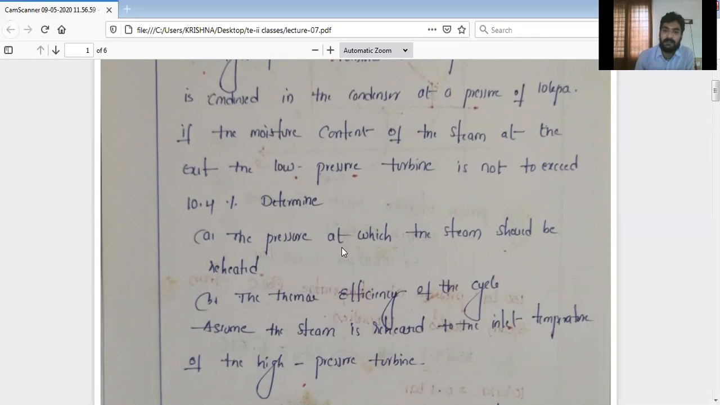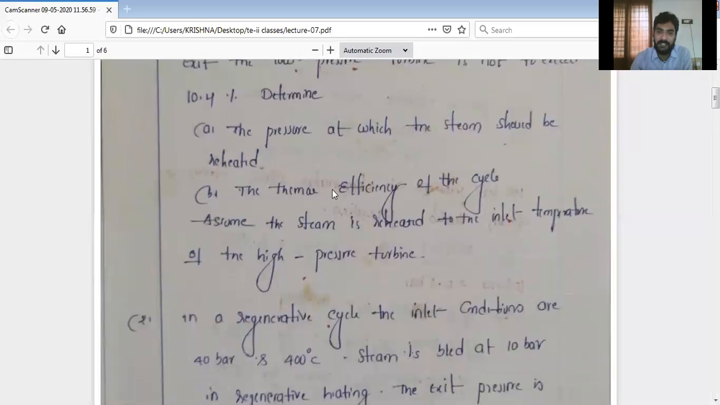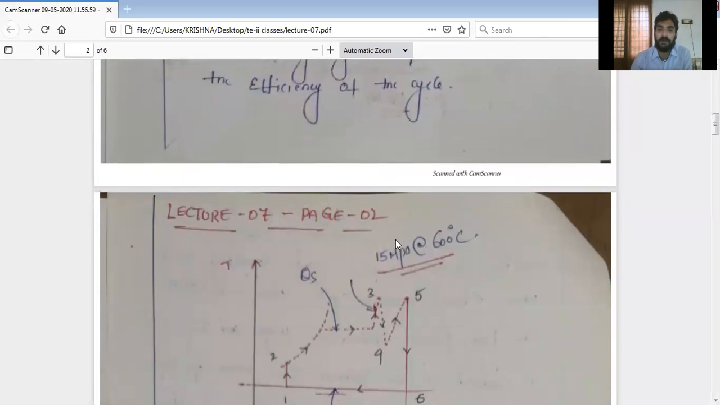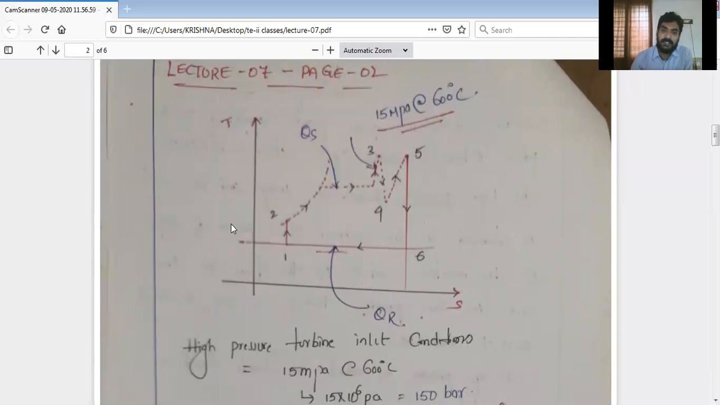Determine the pressure at which the steam should be reheated, that is the reheating pressure, and the thermal efficiency of the cycle. Assume the steam is reheated to the inlet temperature of the high pressure turbine. This is the problem. So this is the temperature and entropy relation.